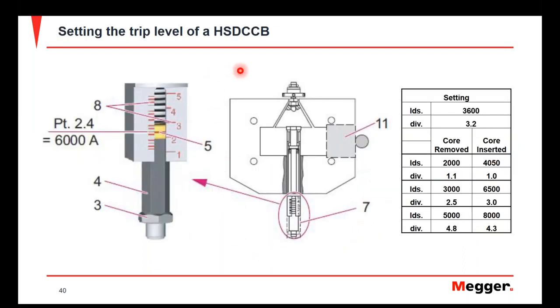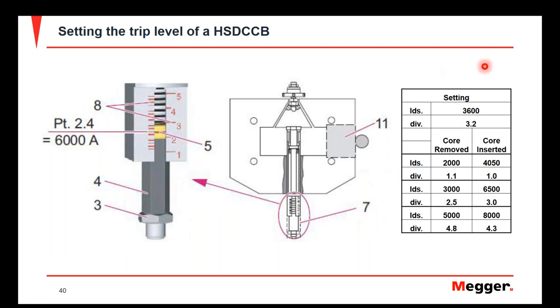So how do we set the trip level on these high-speed DC circuit breakers? Well, we saw in the previous slide that the direct release device is used to trip a DC high-speed circuit breaker. But here we're going to see that the trip level is set using this screw mechanism on this device. And whenever we set this screw mechanism, what you're going to do is move this mechanism in and out to line up to whatever the divider is for the trip current level that we want to see.